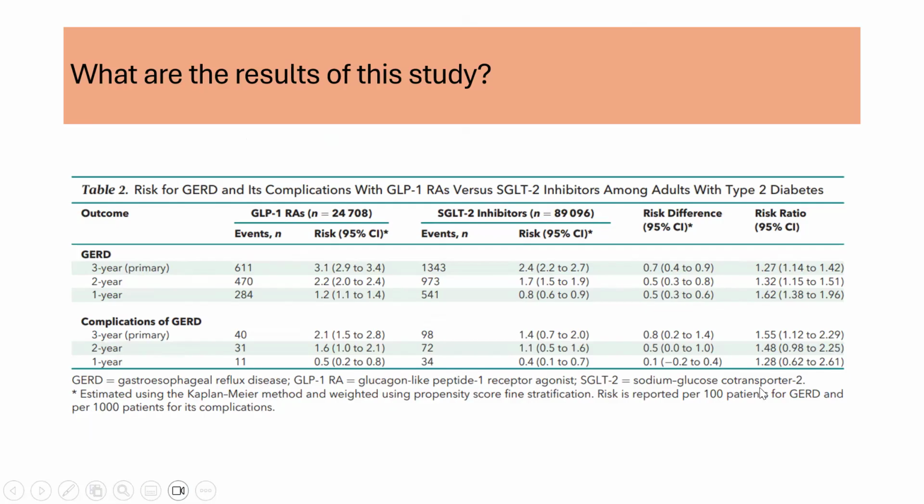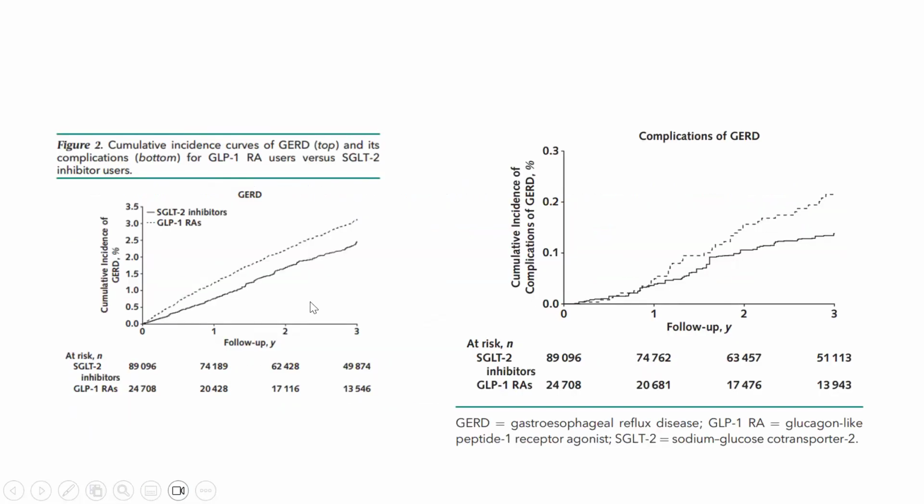For complications of GERD at 1 year, the risk in the GLP-1 receptor agonist group was 1.28. However, this is not significant as the confidence interval crossed 1. And at 2 years also it was not significant. But at the third year, we have a risk of 1.55 with a confidence interval of 1.12 to 2.29. So this is the weighted Kaplan-Meier curve, which shows that the cumulative incidence of GERD was more in the GLP-1 receptor agonist group. And the complications of GERD were also more.